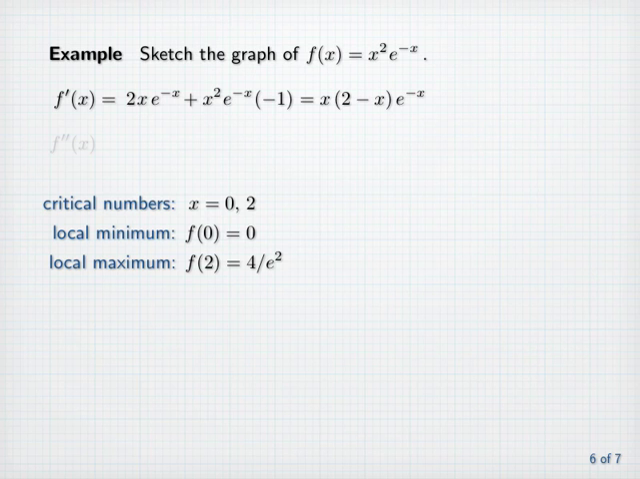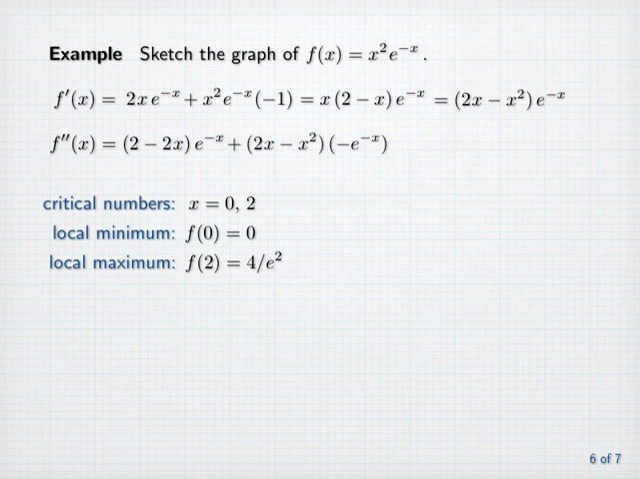Now let's compute the second derivative. Before we do that, let's multiply out the first two factors of f prime so that we'll only have to do one application of the product rule. So f double prime is the derivative of the first factor, 2 minus 2x, times e to the minus x, plus 2x minus x squared times the derivative of e to the minus x, which is minus e to the minus x. Factoring out e to the minus x and simplifying gives us 2 minus 4x plus x squared, all times e to the minus x.